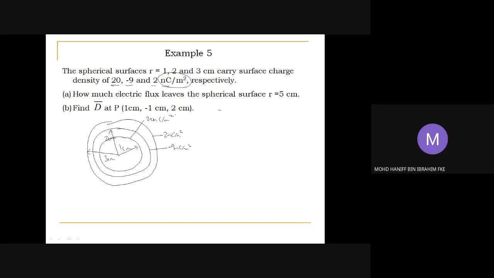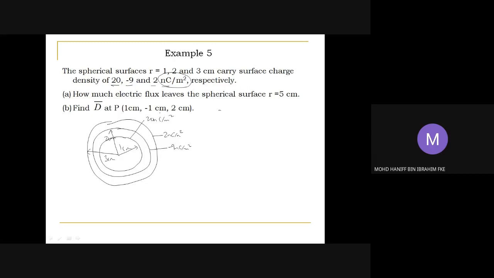It is said that the charge is only located on the surface of the sphere, no charge elsewhere. So you have to understand the behavior, the placement, the location of the charges. It is only located on the sphere surfaces. So you have to understand that.